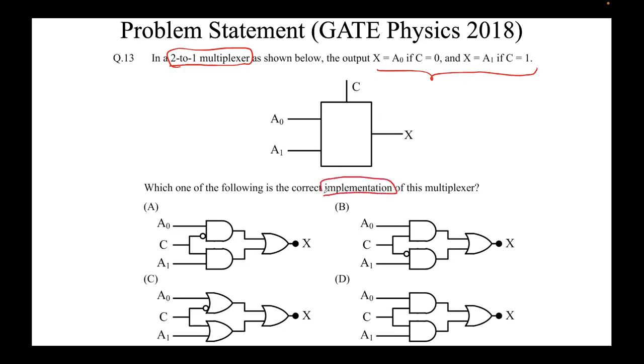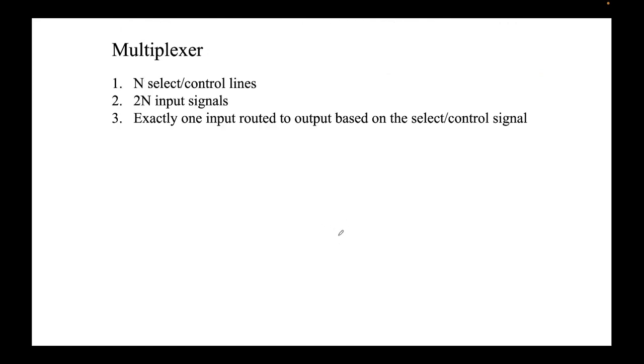So this multiplexer provides some functionality. How to implement this multiplexer is the question that is being asked. Now, what is a multiplexer? We should be very clear about it. A multiplexer will have some n number of select or control lines. You'll see this word again, select or control. We'll see what this means. And if there are n select or control lines, there should be 2 to the power n input signals. Sorry, it's not 2n, it's 2 to the power n. The most important property of a multiplexer is that exactly one of these 2 to the power n inputs will be sent to the output. Now, how will we select which one is selected? This will be selected by the signal.